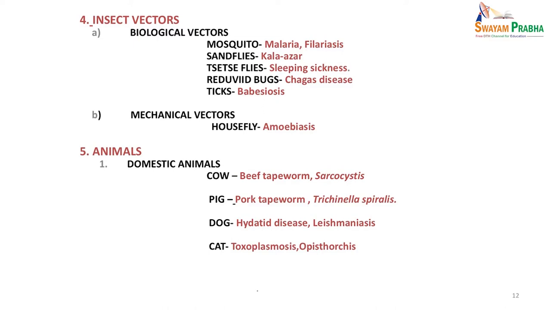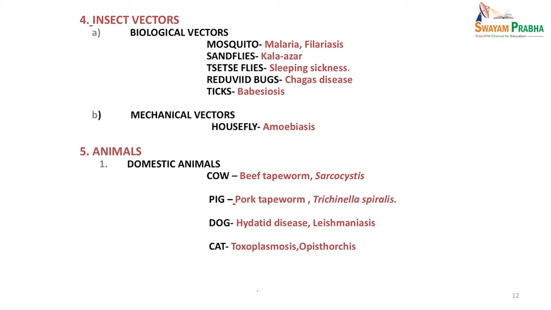Or animals could be the source of infection. Say a domestic animal, if cow meat is not cooked well enough, it could give you beef tapeworm. Pig meat, if it is not cooked well enough, it could give you pork tapeworm or Trichinella spiralis. Dog's feces sometimes can get ingested, if you have these dogs, their eggs could be contaminating your food or you're handling dogs. So, your hands or your food could get infected with the worms of hydatid disease, or the eggs could just be ingested along with that.